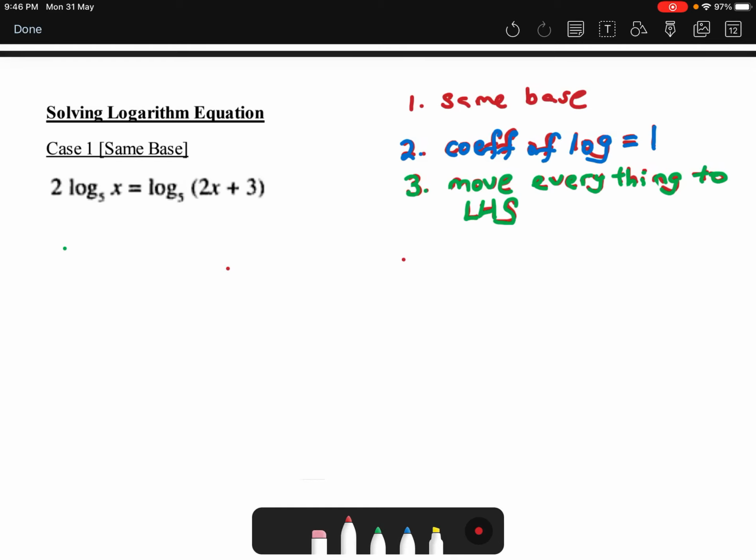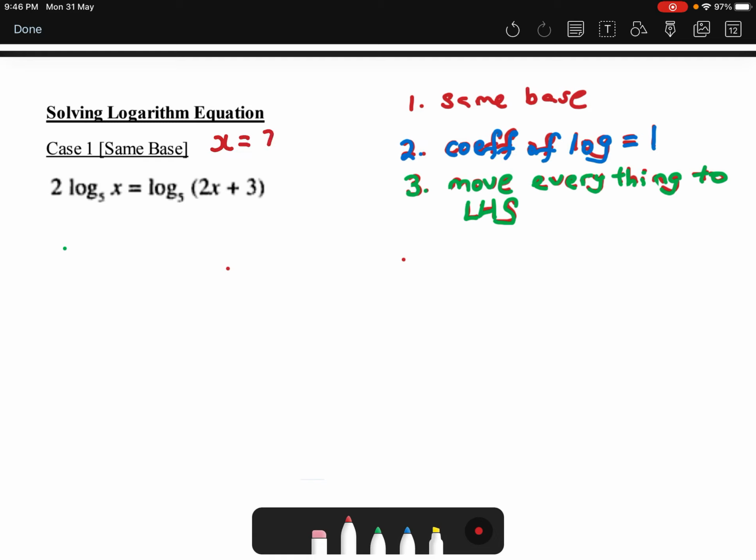Okay, so now we'll focus our attention on solving logarithm equations. For case 1, we have the same base, right? If you look at your equation, we have 2 log base 5 x equal to log base 5 (2x + 3). Right, so now we need to solve for the solution for x.